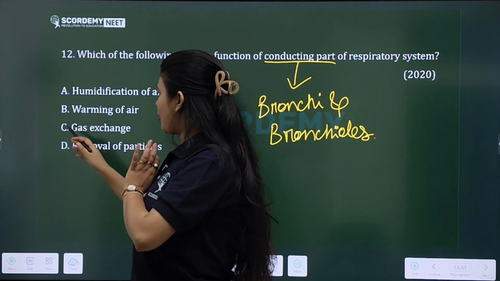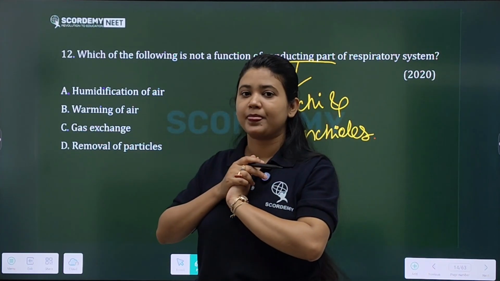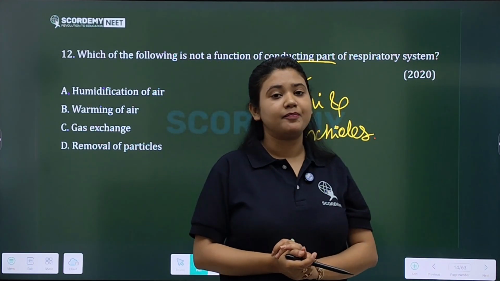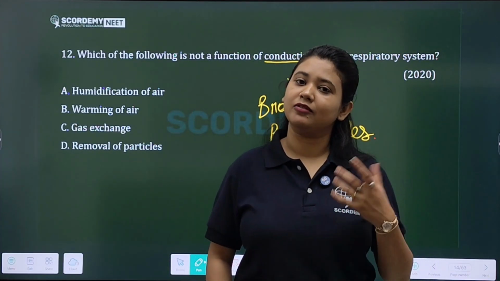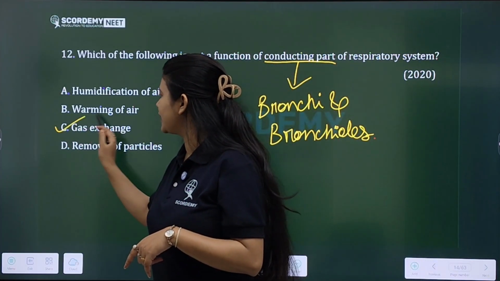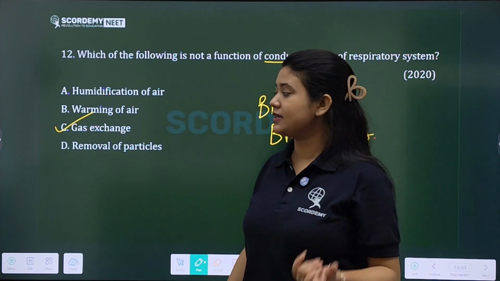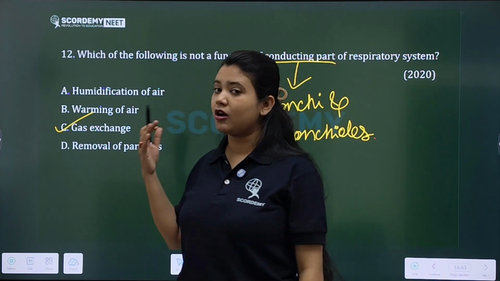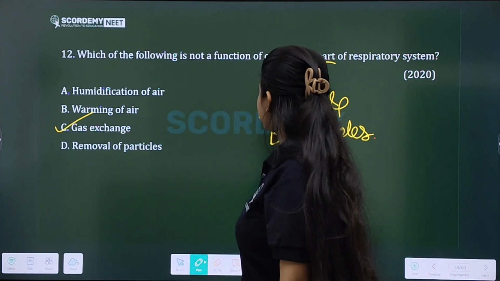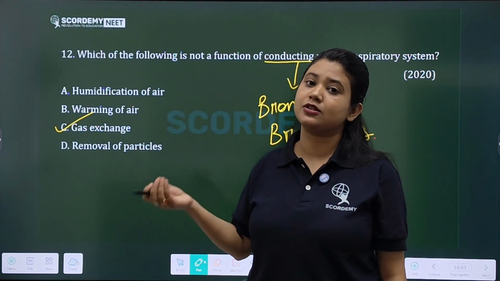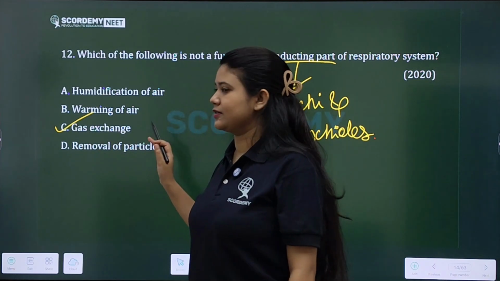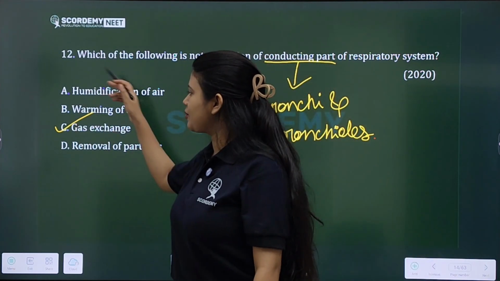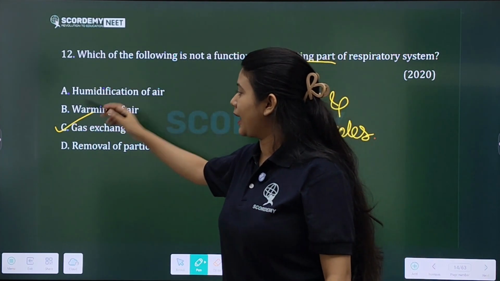Option C is gas exchange. We learned earlier that the actual site of your gaseous exchange is your alveoli, so this will be the correct answer. That means gaseous exchange does not take place in your bronchi and bronchioles, or vice versa, the bronchi and bronchioles do not take part in gaseous exchange.